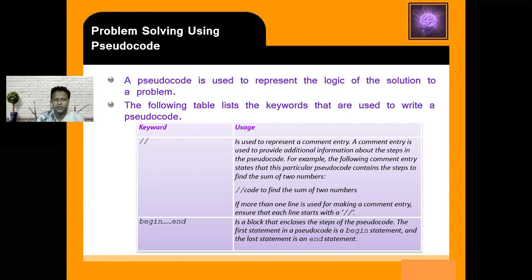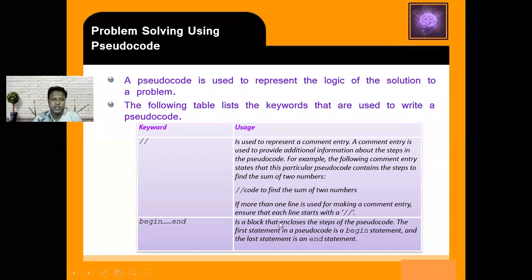So now we move to the pseudocode. Pseudo means false. The false code is used to represent the logic of the solution to a problem. So here the double slash is used to represent a comment entry. A comment entry is used to describe what you have written. It is just like a note in your textbook. Similarly, a comment describes the purpose of writing that particular line.